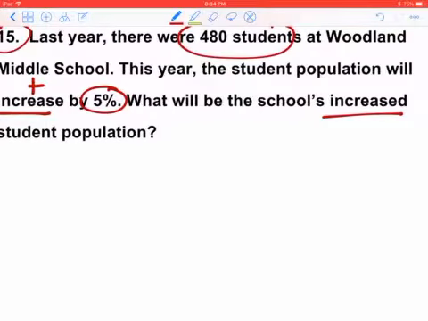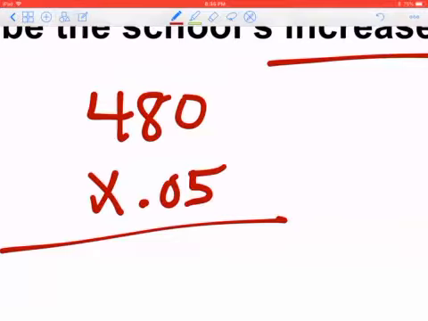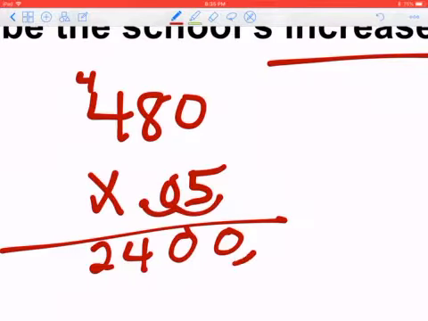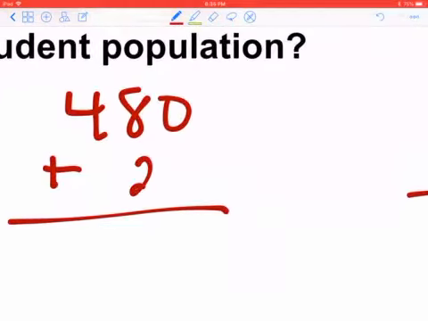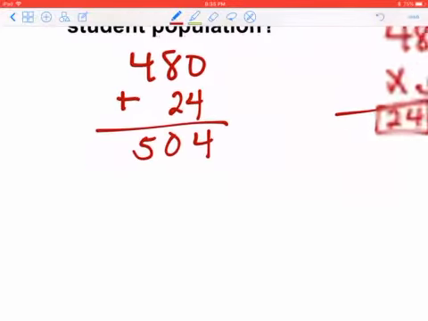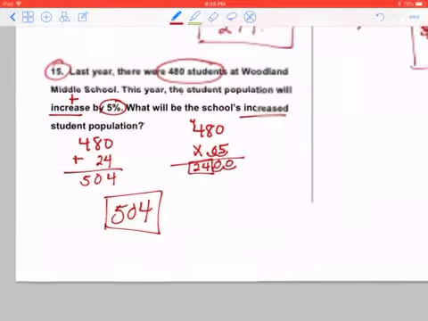So we know we're going to take 480 and add something to it. So we have to find 5% of that population. Oh, that 5 doesn't look like a 5. Let's fix that. So 5 times 0, 0. 5 times 8, 40. Carry the 4. 5 times 4 is 20 plus 4 is 24. 1, 2, 1, 2. So we know that we're increasing 24 students. So the new population is going to be 480 plus 24, which is 504. This concludes the last video.